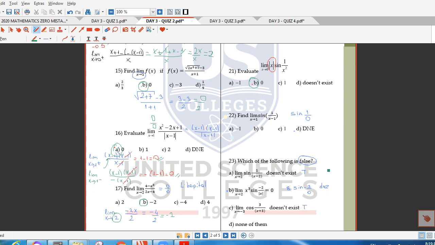Question 22. It is not necessary to be x approaches 0. Direct substitution, if it gives you sine or cosine number over 0, you are in the case of limit doesn't exist. Answer of question 22 is D.